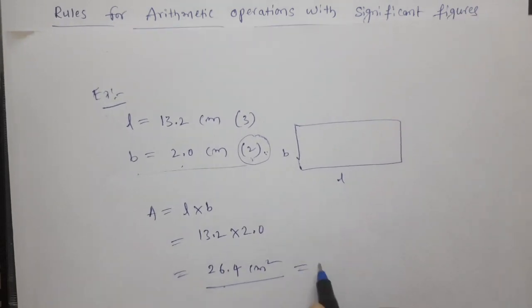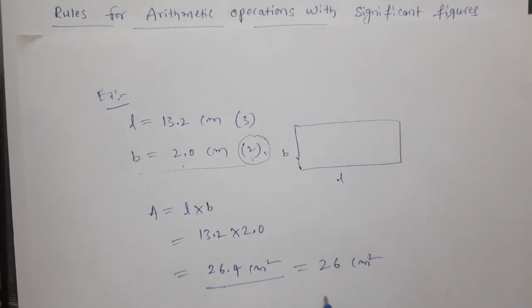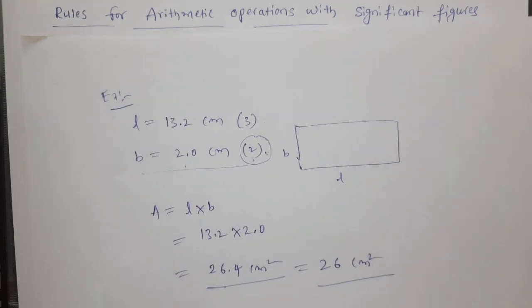So here we will round off. When we round off, we get 26 centimeter square. It should not be 26.4. It should be 26 centimeter square. This is from the first rule. Hope you understood.